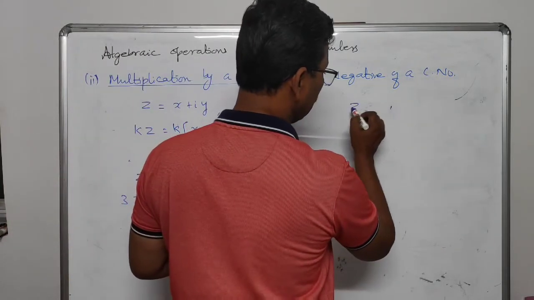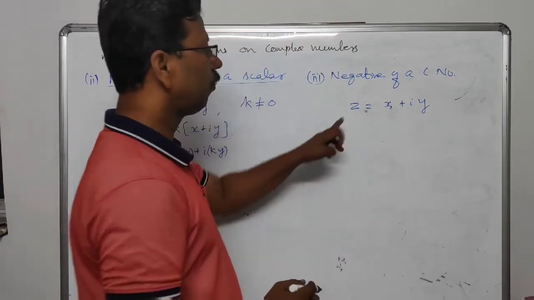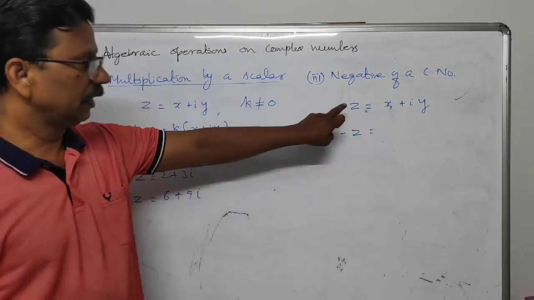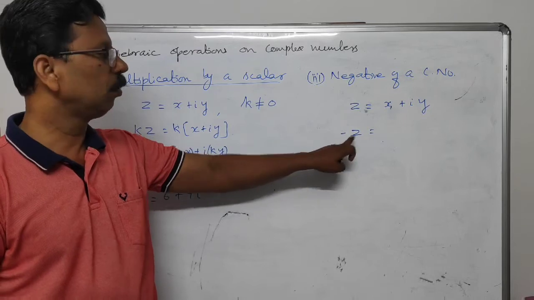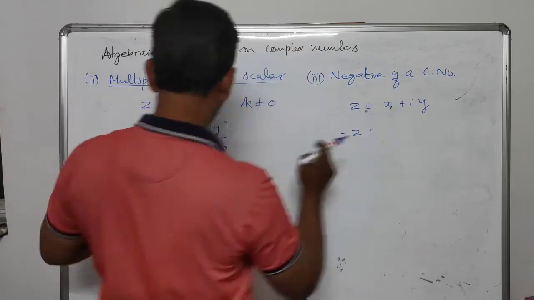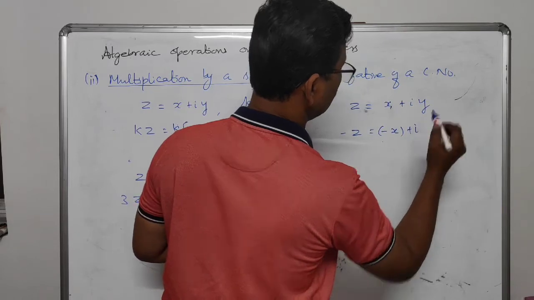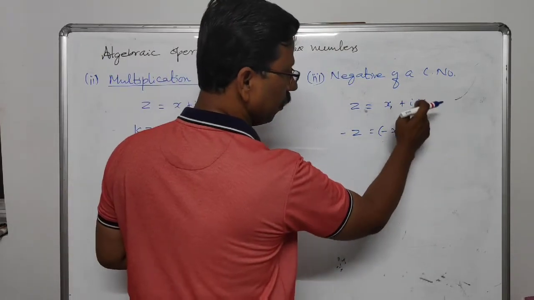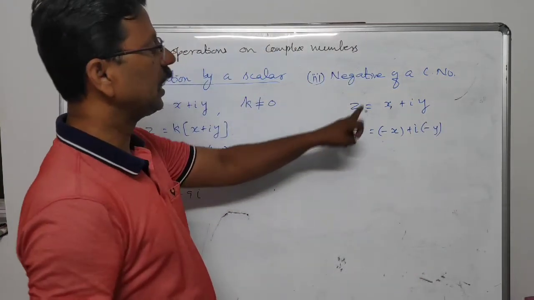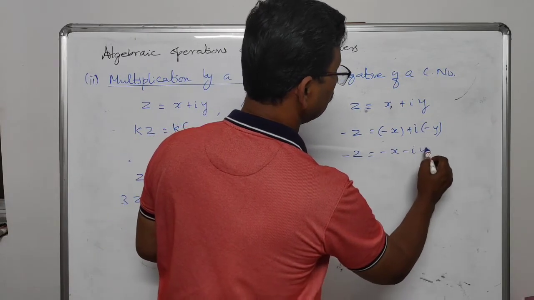Now if you consider the complex number z is equal to x plus iy, then the negative of z is nothing but minus z. How do you get minus z? If you multiply z by minus 1, you will get minus z. Therefore, here also, if you multiply this x by minus 1, like this scalar, we get minus x. Then plus i is there. You have to multiply this imaginary part by minus 1, we get minus y. Now, this is called the negative of z. That is minus z is equal to minus x minus iy.